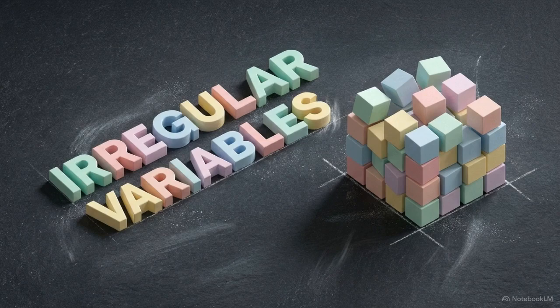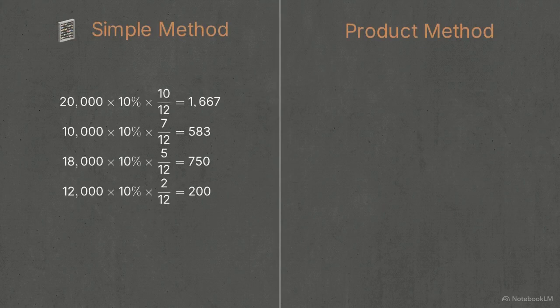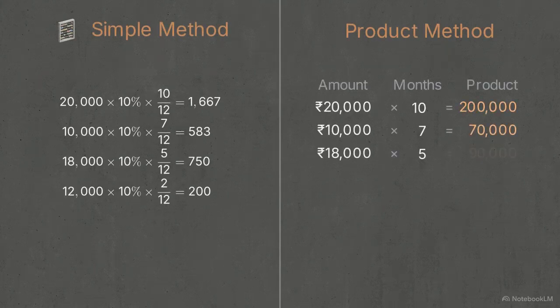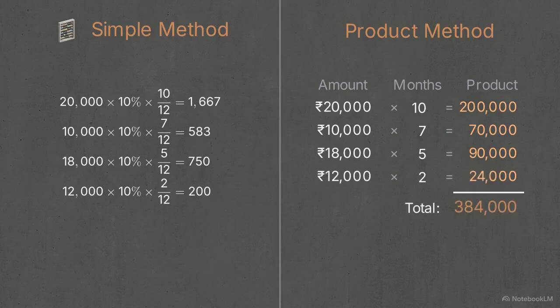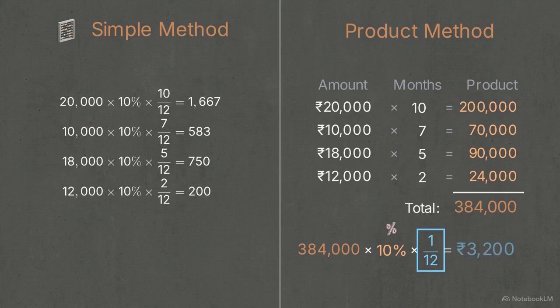It is designed specifically for irregular dates and amounts. Looking at this comparison, the product method simplifies the process. On the right, we take the withdrawal amount and multiply it by the months remaining to create a single product column. We then sum those individual products together. Instead of multiple equations, we apply the interest rate and a fixed time fraction of 1/12 to that single total sum. The results are identical. The product method yields $3,200, reaching the same conclusion as the 4 equations on the left with much less effort.